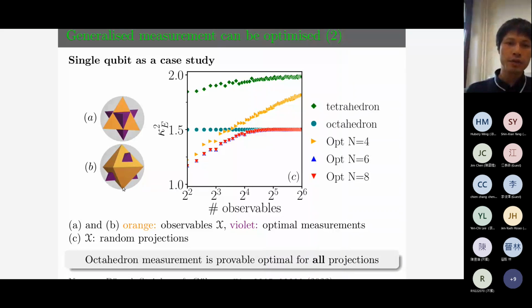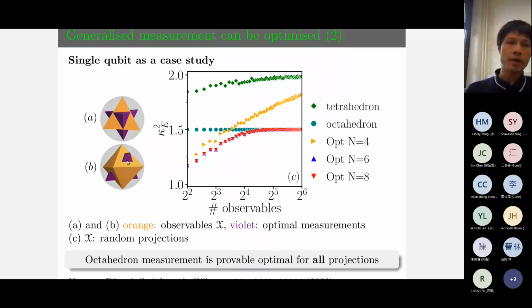And in the other case we try, we consider the observables as 4 projections in 4 different directions here. This is again given by the orange octahedron, sorry. And we try to find the optimal measurement one can do. If you fix the number of outcomes to be 4, in this case, you actually find this tetrahedron measurement corresponding to this direction. This is also an optimal measurement. This is also interesting. It's highly robust.